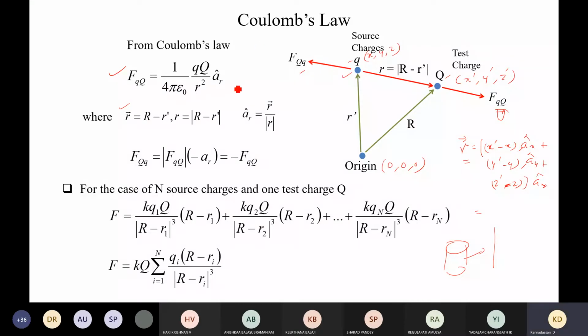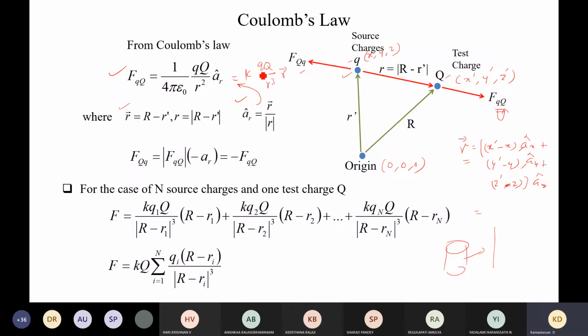But it is always advised to calculate the unit vector. This unit vector can be calculated by this R vector divided by the magnitude of R. So when you substitute this here in this AR, you will get R vector divided by R cube. So that is what is defined here. So the force can be represented as K, that is the constant, Coulomb's constant, small q, capital Q divided by R cube into R vector.